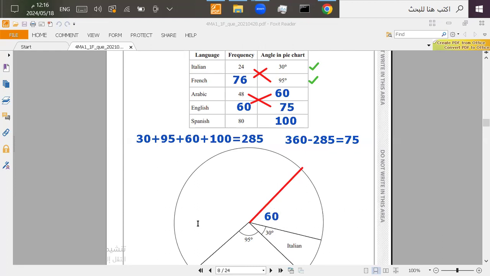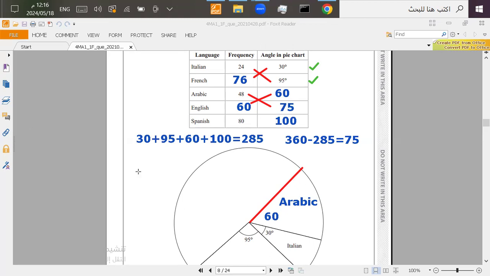You can use a protractor to find the angles. Here on the computer, I don't have a protractor ready, so I can do it mentally, okay? So this one is the 60, and I write the data next to it, which is Arabic. So I have to write Arabic. You always have to label the pie chart, so the ones who are checking will know what the 60 is.